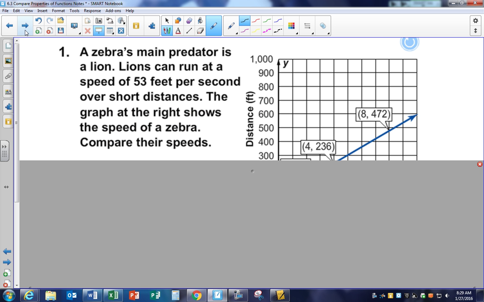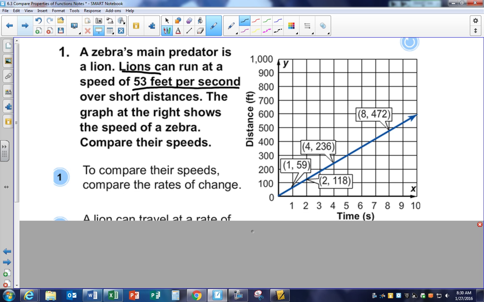Let's try an example. A zebra's main predator is a lion. Lions can run at a speed of 53 feet per second over short distances. The graph at the right shows the speed of the zebra. Compare their speeds. Okay, so we know some information from this problem. We know that lions can run 53 feet per second, and we're not sure yet what the zebra can run.